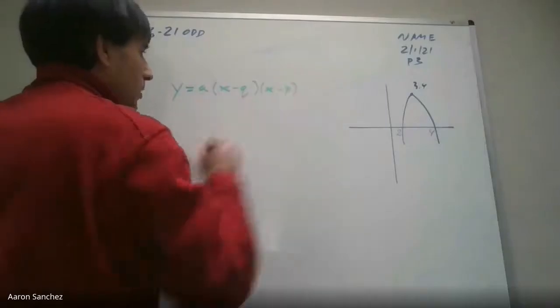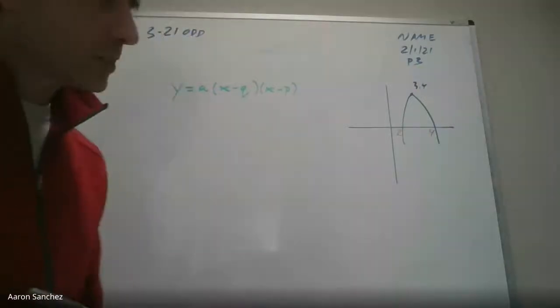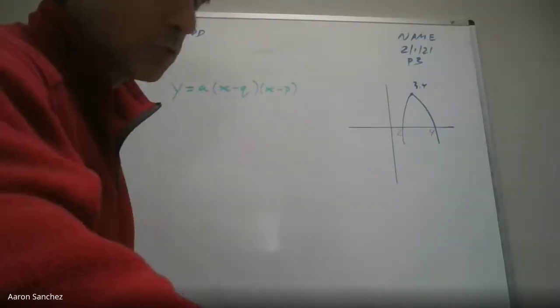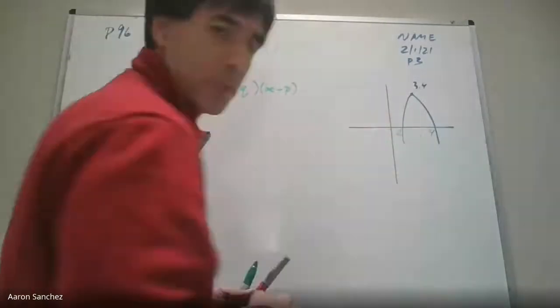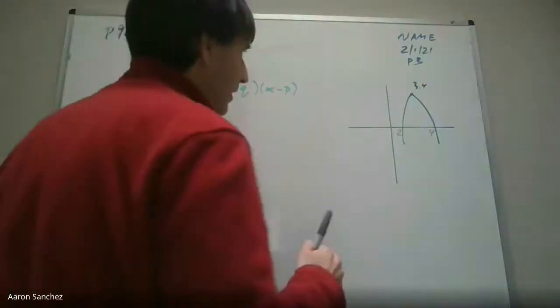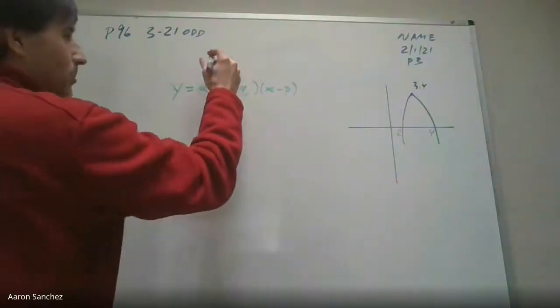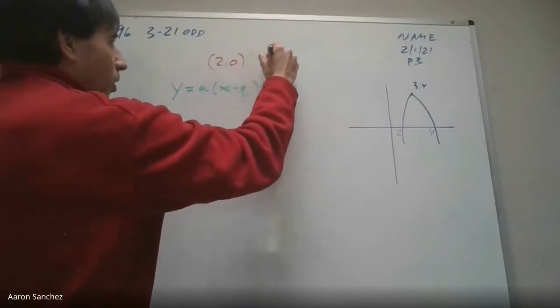All right, x minus q minus x minus p. Now, notice that it's negative. So the intercepts for this, I'm going to do it in red because it's here in red. My intercepts are my x-intercepts. That's why I call it intercept form. We're focused on the x-intercepts where it crosses the x-axis. And I can see that my intercepts are (2, 0) and (4, 0).